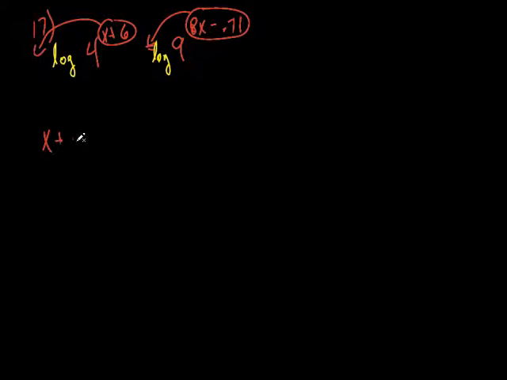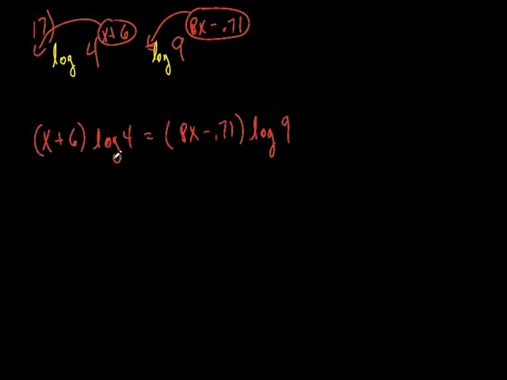So I've got x plus 6. Since it's a sum, I'm going to put it in parentheses. And then it's going to be log 4 equals, let's take this. This is also a sum, so I'm going to put it out in front in parentheses. And then I'm going to go log 9. Now remember, log 4, it's log base 10 of 4. It's a common log. That's just a number you can put in your calculator. Same thing with this log 9, isn't it?